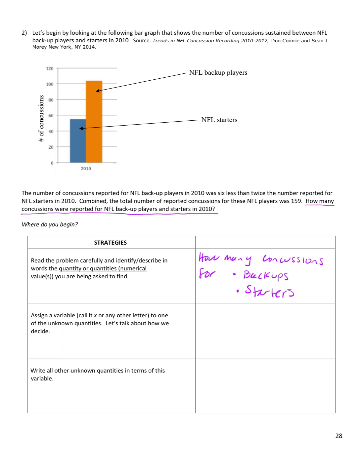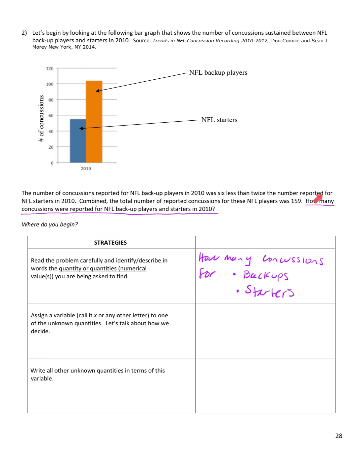Then we're going to assign a variable. We'll name it X, or you can pick any other letter, to one of the unknown quantities. I have two unknown quantities, and I'm going to assign a letter to one of them. So we can talk about how we decide. I'm going to look at the sentence where they say the number of concussions for backup players was 6 less than twice the number for starters.